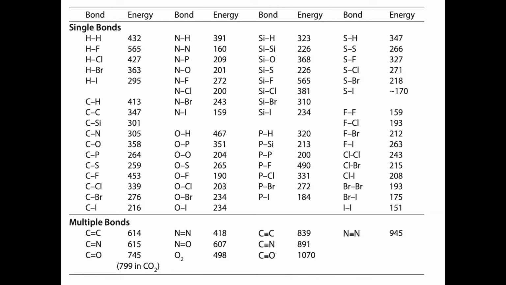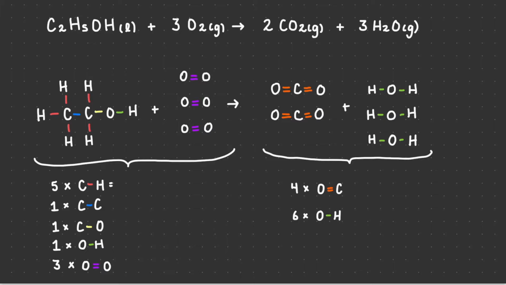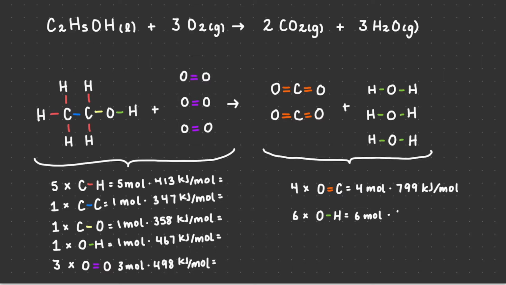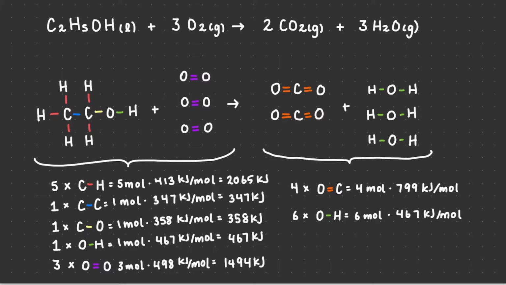We can use this bond energy chart to determine the energy of each bond we've just listed. So each carbon-hydrogen bond has 413 kilojoules. Each carbon-carbon single bond has 347 kilojoules. Each carbon-oxygen single bond has 358. An oxygen-hydrogen bond has 467 kilojoules, and an oxygen double bond has 498 kilojoules. Our carbon dioxide bond is 799 each, and oxygen-hydrogen is 467. So we can now multiply by the number of each bond that we have to get the energy held within that type of bond.